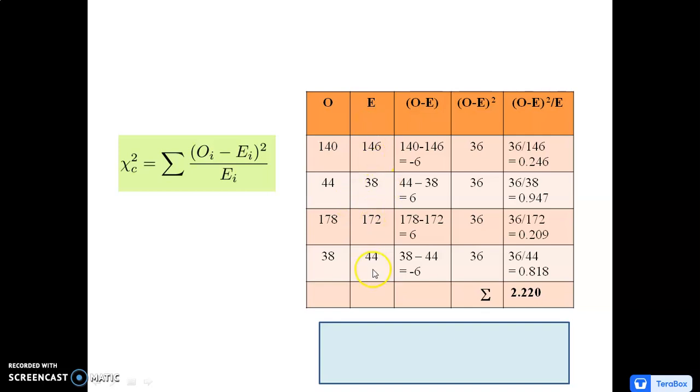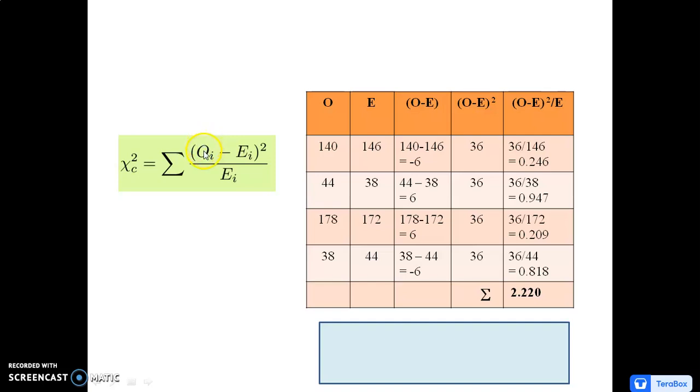Now after tabulating it, we require O minus E. So O minus E is what? 140 minus 146, 44 minus 38, 178 minus 172, 38 minus 44. So we get values which are minus 6, 6, 6 and minus 6. Now we require here, as per the formula, the square of this, O minus E square. So simply we will just square these values. So it gives me 36 for each of the cells.